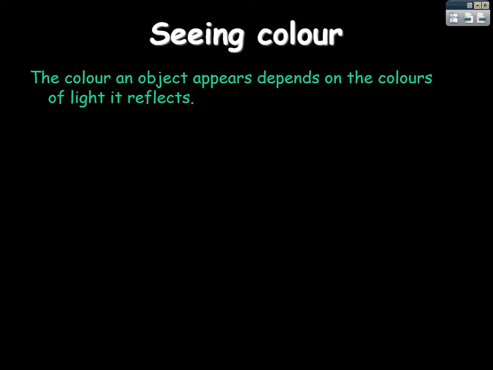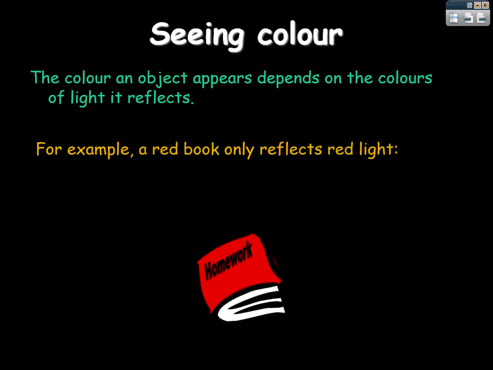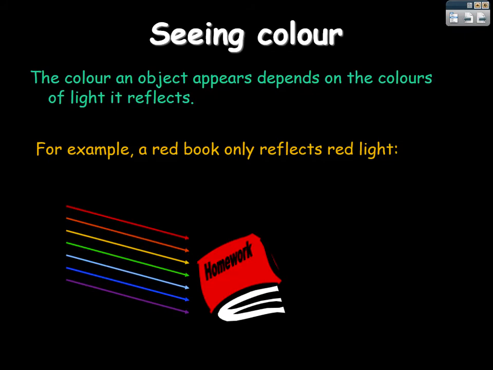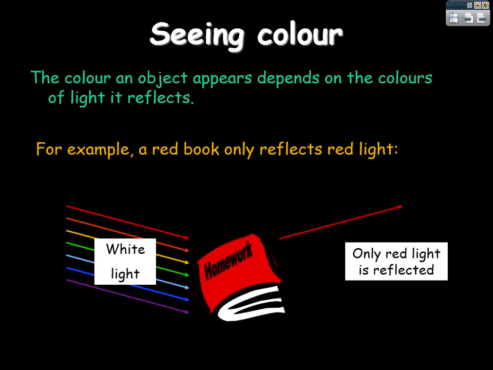Now, again, how do we end up seeing color? The color will depend on the color of light that it reflects. So we have some simple examples here. If I have a red book and I shine white light down on it, you can see all my colors, ROY G. BIV. What happens is that red book is only reflecting the red color. And that would be another question we ask: why do you only see the red color of the book? That's the only color being reflected.